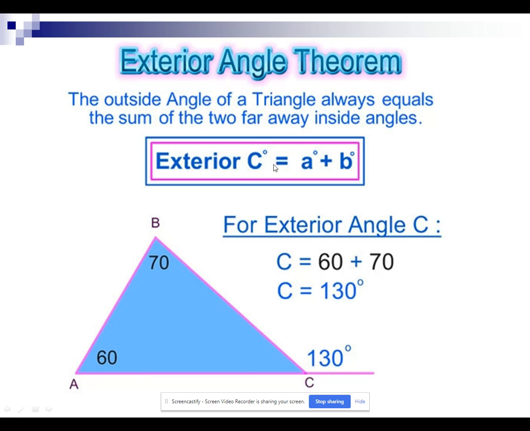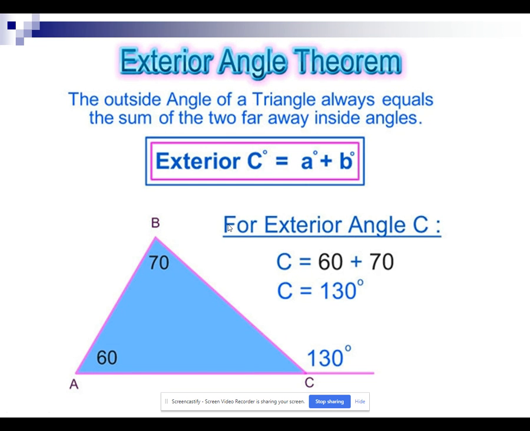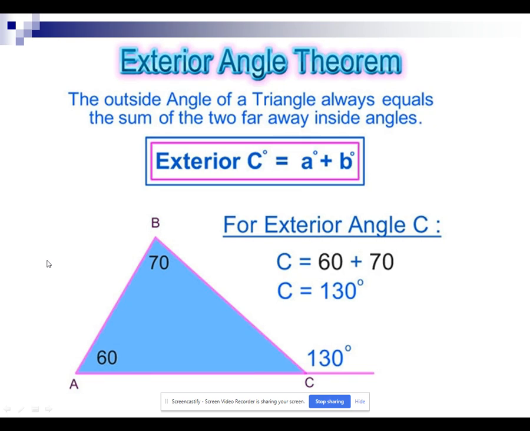So it worked out on this one. Let's see if it works out on another one, which we'll look at in a second. But what this is called is the exterior angle theorem. It's the shortcut for how you take the two angles on the inside and use them to find the outside angle. The outside angle of a triangle is always equal to the sum of the two far away inside angles. So the angle on the outside is equal to the sum of the two farther away angles.